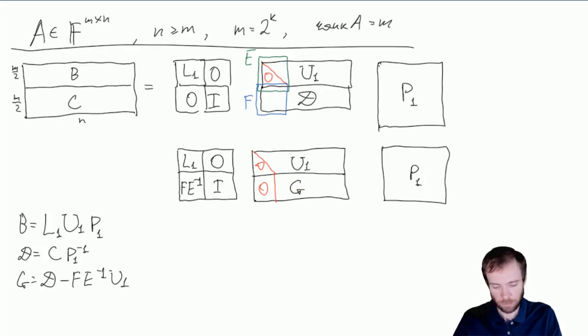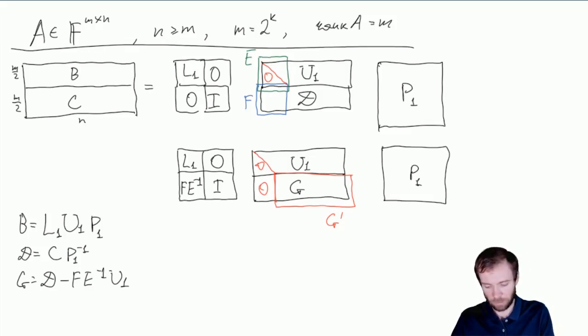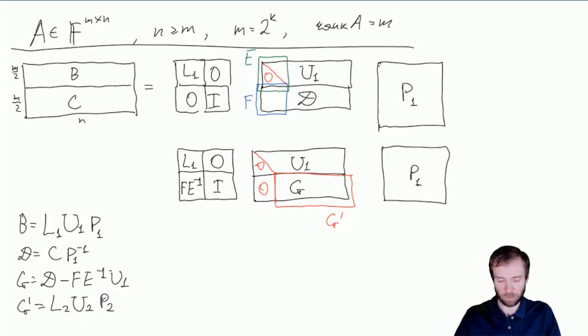And to do this, let's look just at these non-zero columns of matrix G, and we call this block of G as G prime. We note that G prime has rank m over 2, and thus we can perform an LUP decomposition for G prime. So we can find matrices L2, U2, and P2 that make an LUP decomposition of G prime.